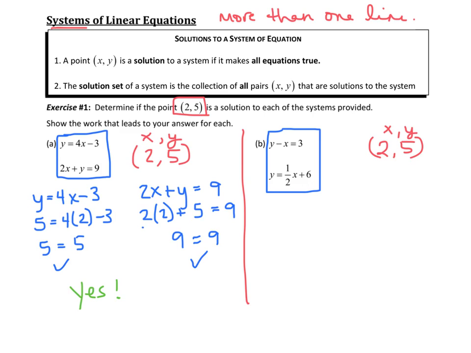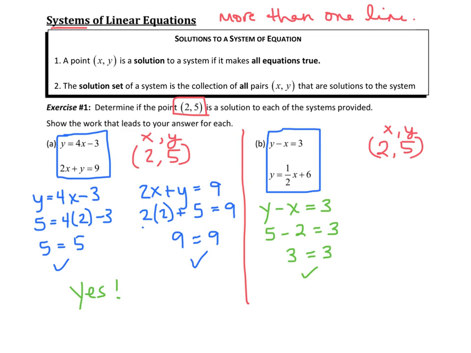So once again, I'm taking this point, (2, 5), and plugging it into both of these. So y minus x equals 3. And so I'm going to go ahead and take my 5 and put it in for y and my 2 in for x and see, does the left equal the right? 3 equals 3. So that one does work.